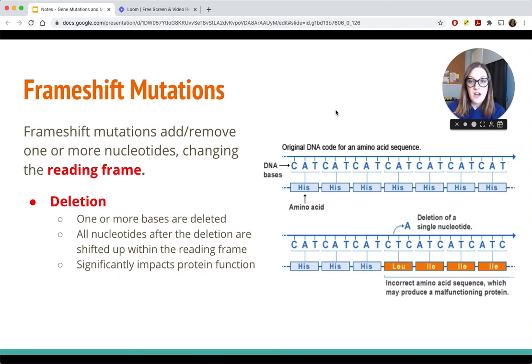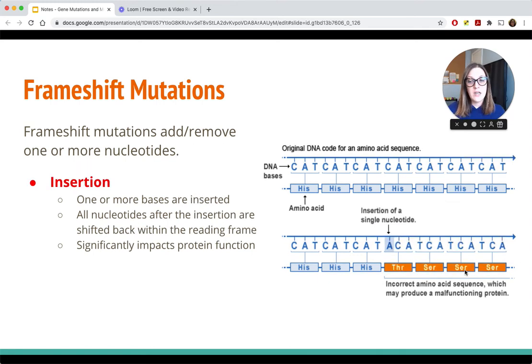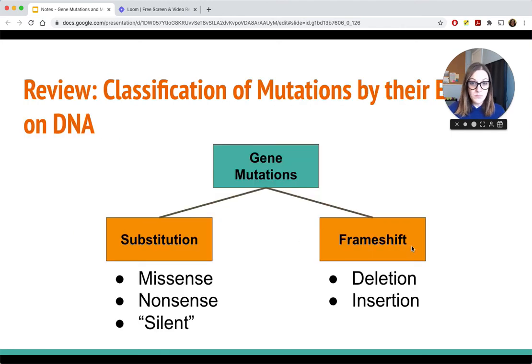Just a review of the frame shift mutations. This is another way to visualize the deletion and insertion. So deletion, when we delete even just a single nucleotide, it potentially changes every sequence that comes after. So significant impact. And then same thing with insertion, where you have every amino acid after that dramatically changed. So this is kind of just a review recap.